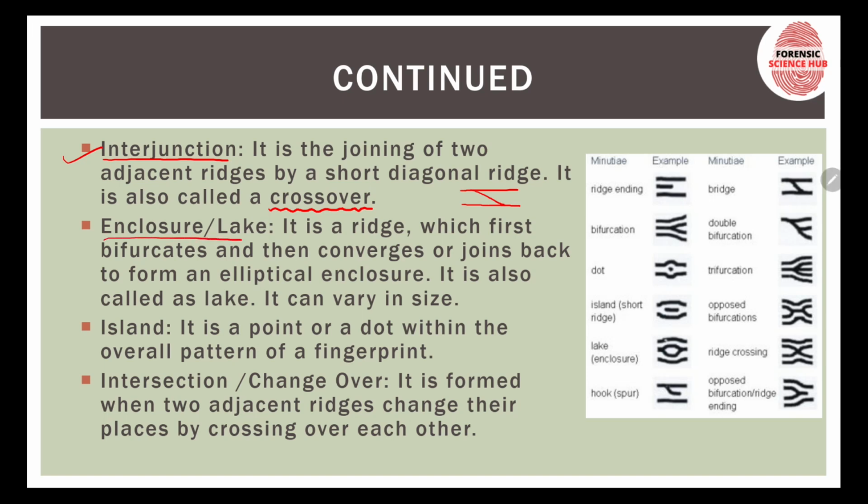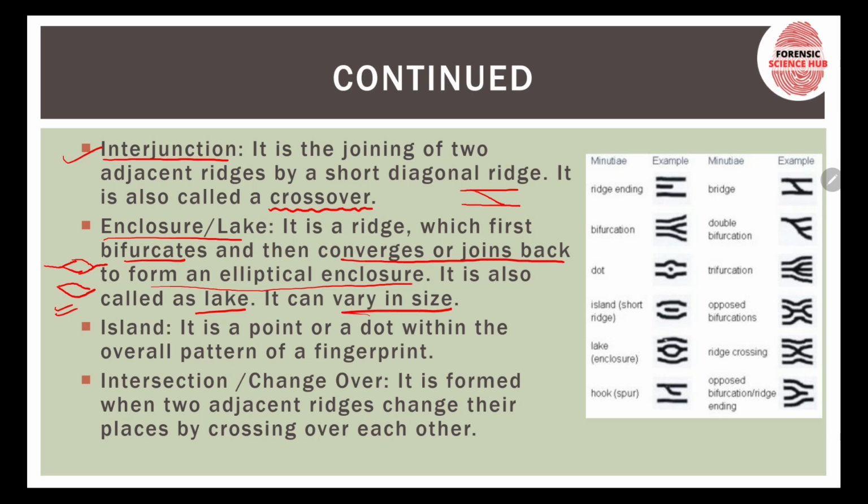Then comes enclosure or lake. It is a ridge which first bifurcates, for example, a ridge that first bifurcated and then converges or joins back to form an elliptical enclosure. So it converges and joins back like this, and here we can see an elliptical figure, right? It is also known as a lake because it looks like a lake and it can vary in size.